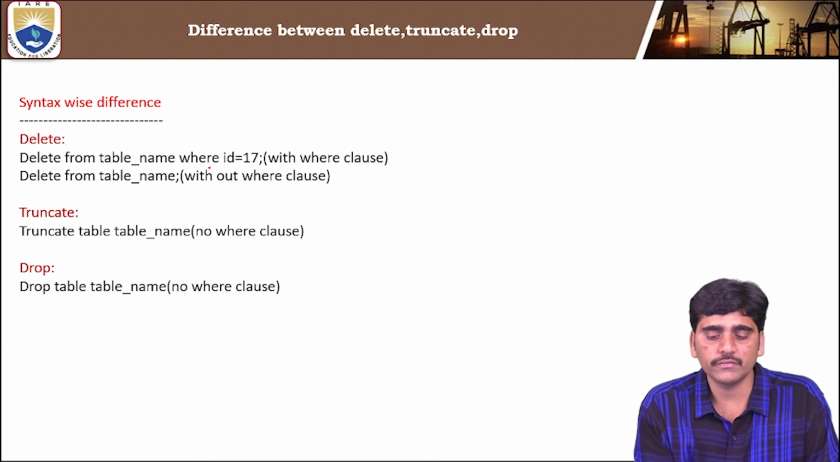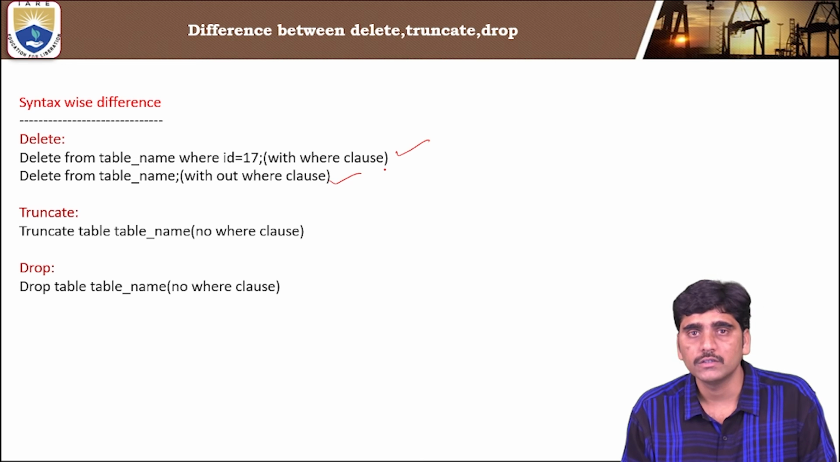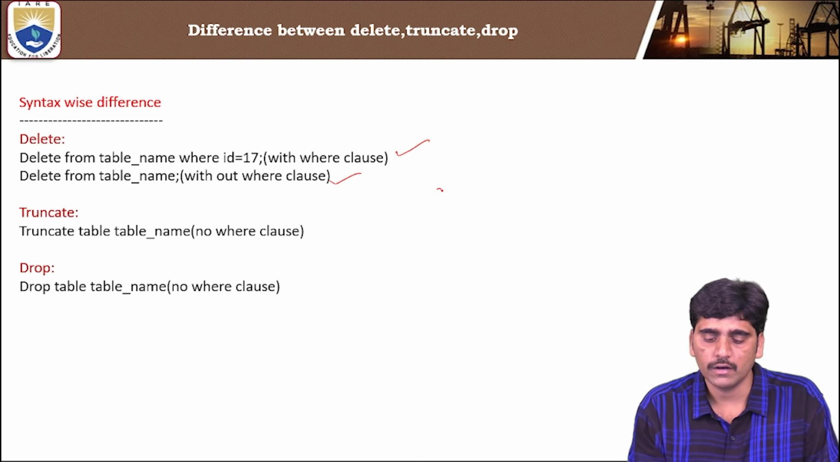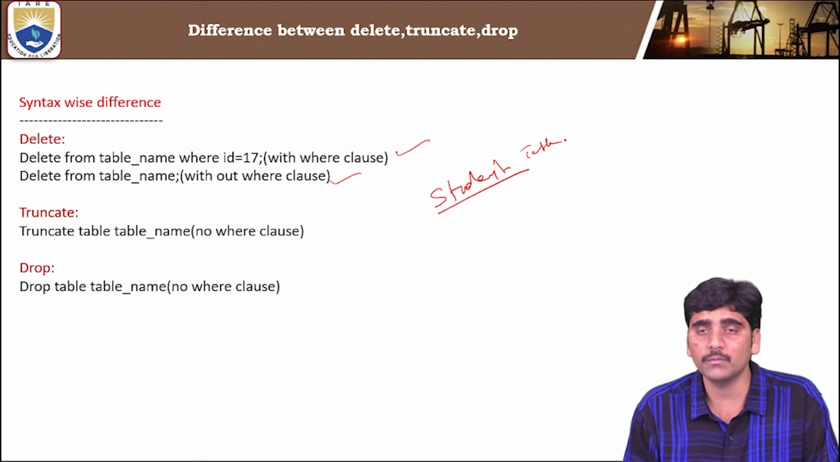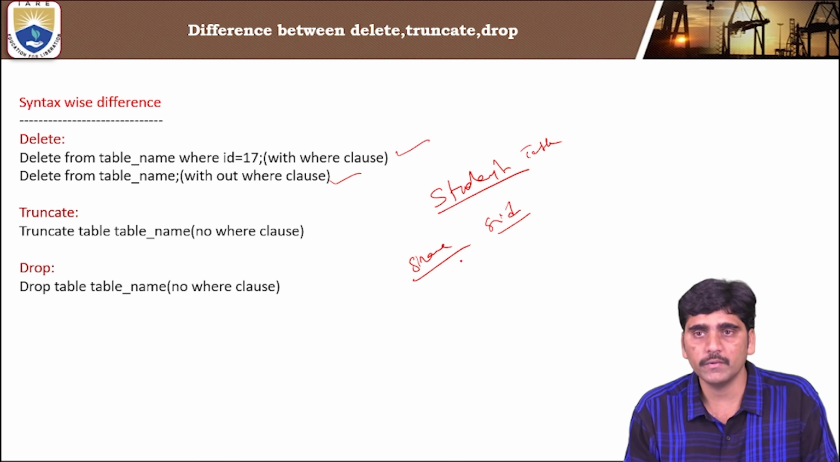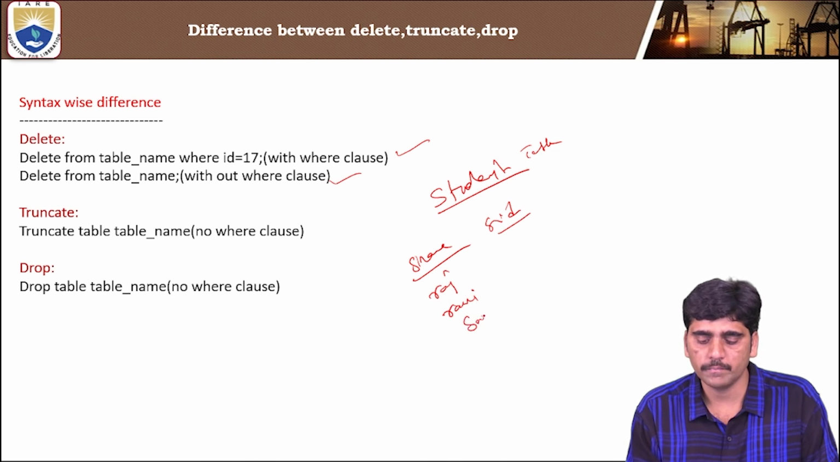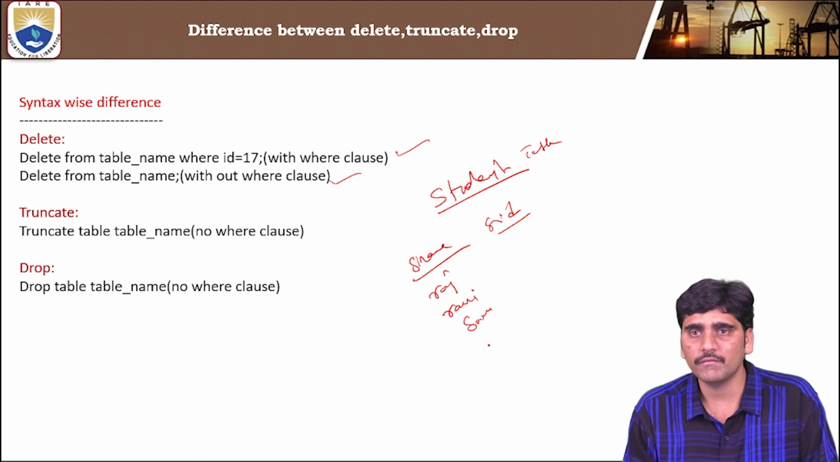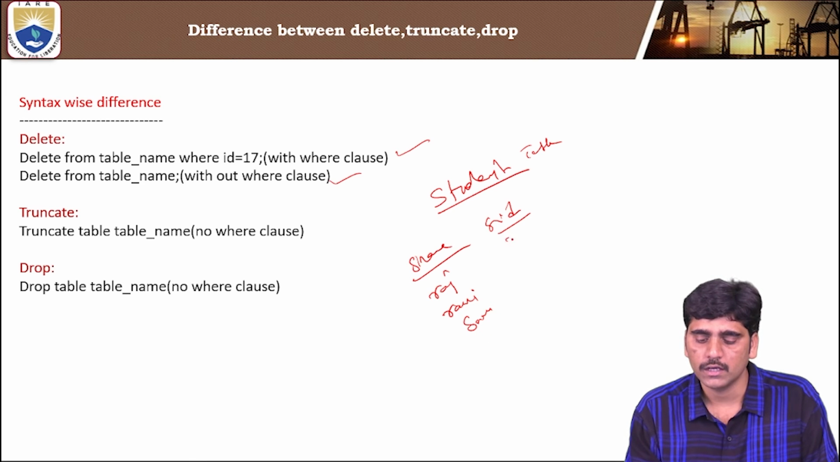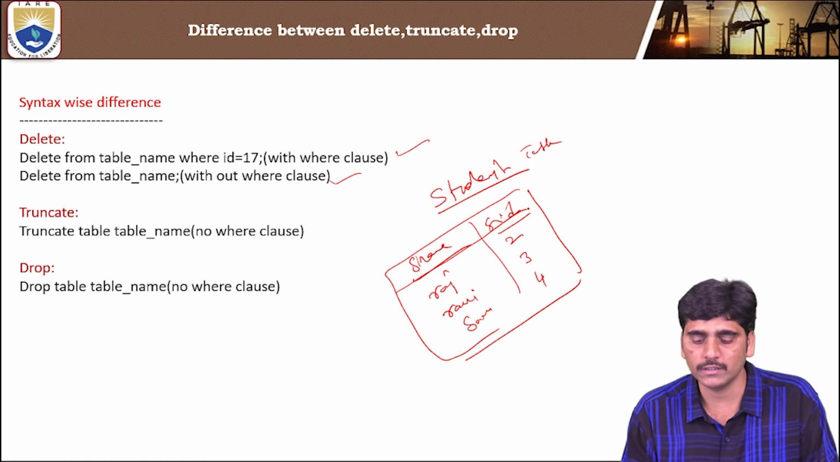So delete with where clause and without where clause. Suppose you have a student table. This is the table student, and the student table contains student name and student ID. The student names are Raj, Rani, and Sam, and the student IDs are 2, 3, 4. So you can perform delete or drop or truncate operation on this table.